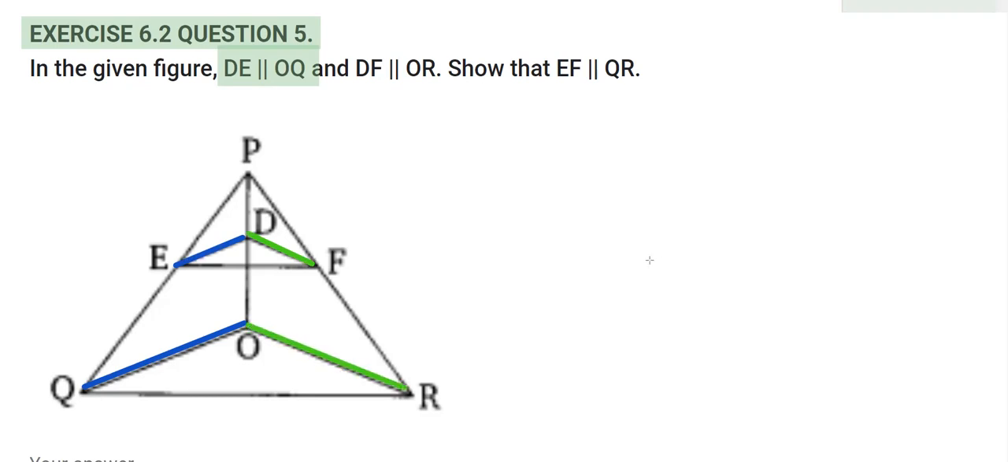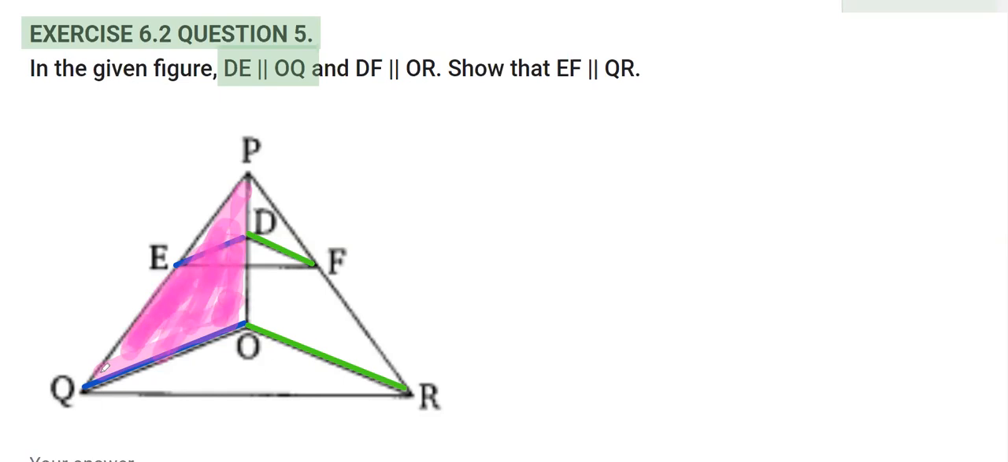So OR. And finally, we have to prove that EF is parallel to QR. In geometry, one very important thing is that every piece of information given in the question has an application in one other part of the sum. So let's use the first information. Let's highlight the triangle we are talking about. The triangle in which ED is parallel to OQ has to be this one, right?